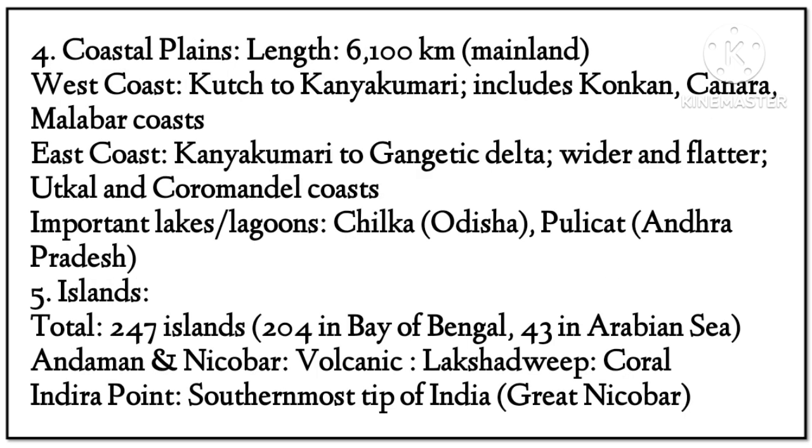Coastal plains, length 6,100 kilometers, mainland. West coast, Kutch to Kanyakumari, includes Konkan, Canara and Malabar coasts. East coast, Kanyakumari to Gangetic Delta, wider and flatter, with the Utkal and Coromandel coasts. Important lakes and lagoons: Chilka in Odisha, Pulicat in Andhra Pradesh.